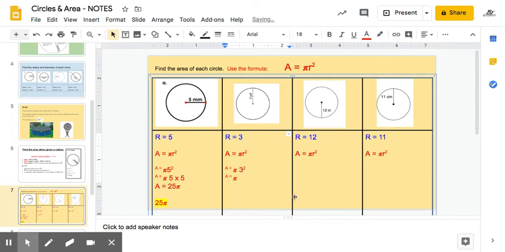Now I have to do 3 squared. So again, 3 squared is not equal to 3 times 2. It's equal to 3 times 3. Okay, now I'm going to multiply the two numbers together. Bring down the A, bring down the equal sign. 3 times 3 is equal to 9. And then I'm going to bring down the pi. So the area of this circle is equal to 9 pi.